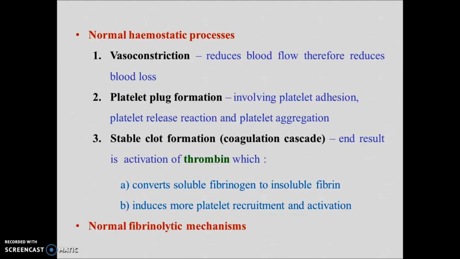Now imagine that somewhere in your body bleeding has occurred and the clot has formed, but this clot should not stay forever in your body. It has to be lysed, it has to be broken down. So now the fibrinolytic mechanism comes into the picture. Always remember, we have two processes, hemostatic and fibrinolytic.